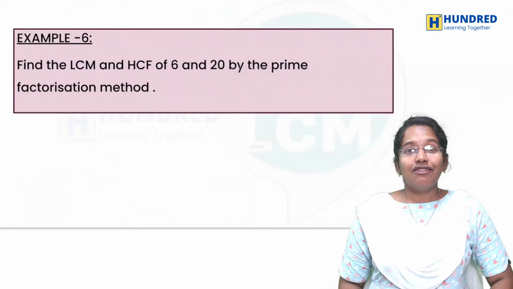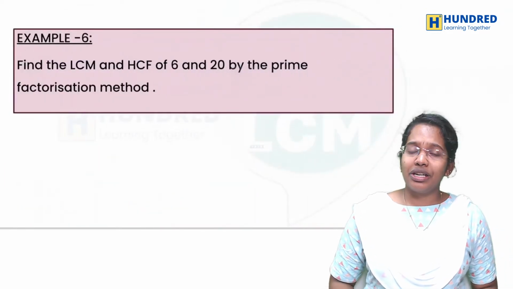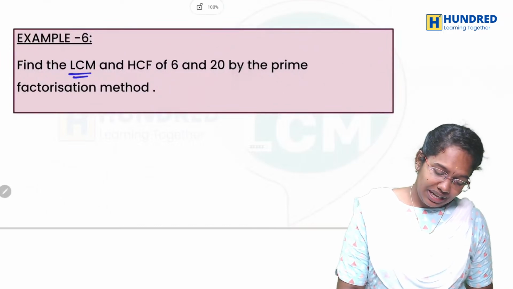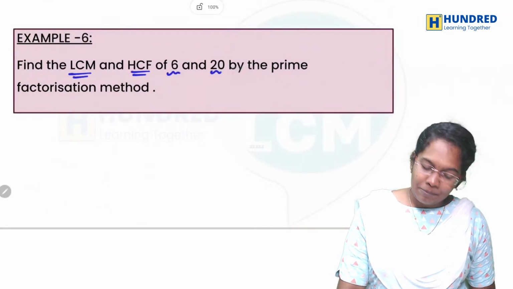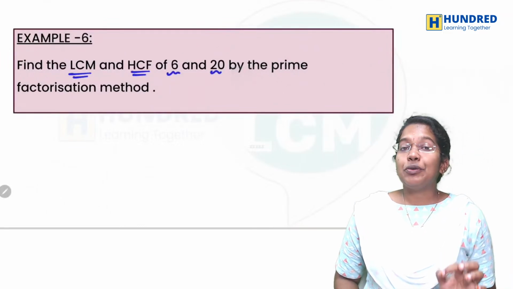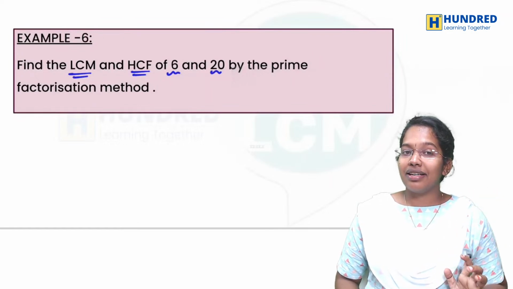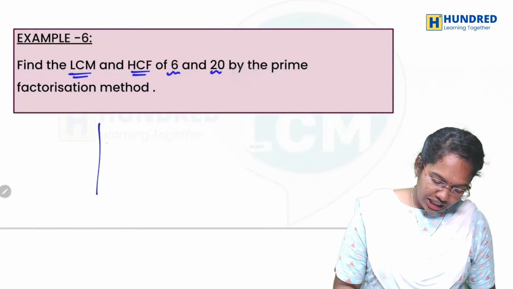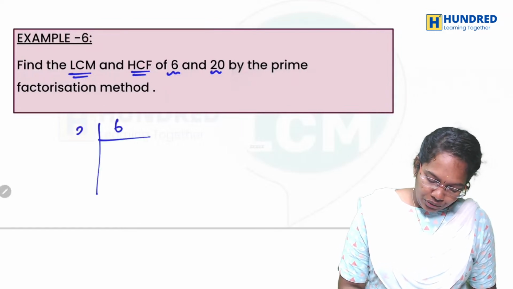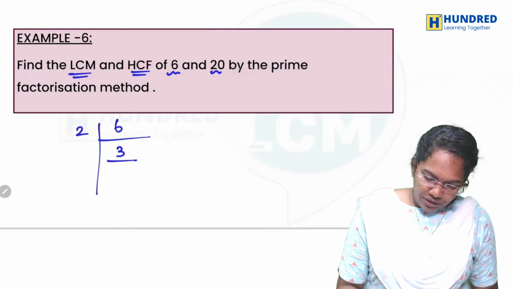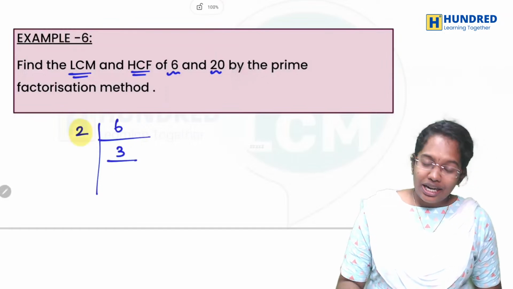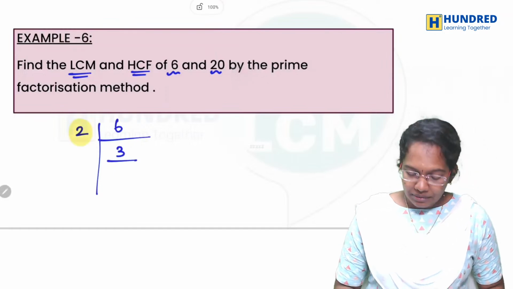Now let's move on with the examples. Here the LCM and HCF have to be found between 6 and 20 by using the prime factorization method. What is the prime factorization method actually meant by? If you are taking 6, then you have to take the prime numbers in this, so that you will be getting the prime numbers in the denominator.